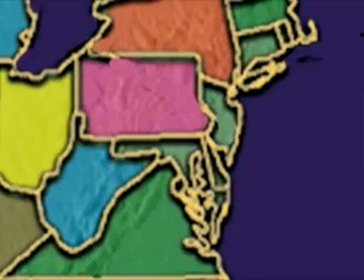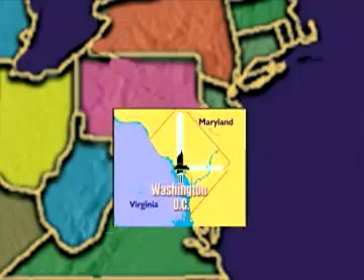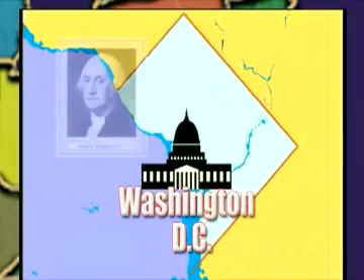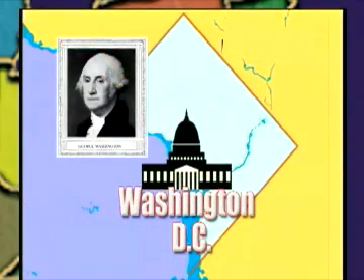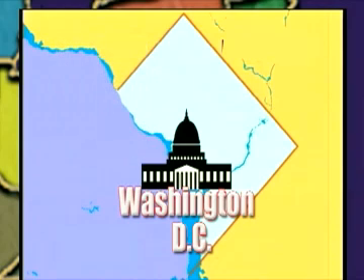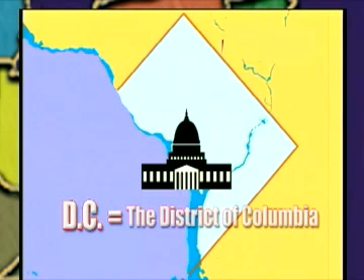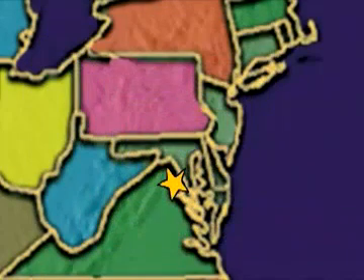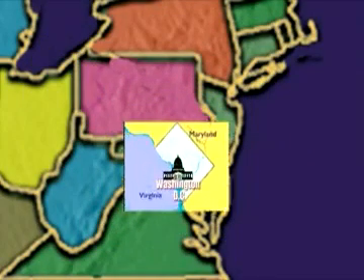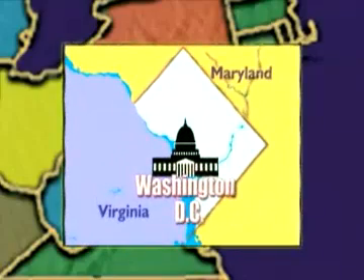The capital of the United States of America is Washington, D.C. It is named after our first president, George Washington. What does D.C. mean? It stands for the District of Columbia. That means that Washington, D.C. is not a state. It is a special area of land owned by the United States government.